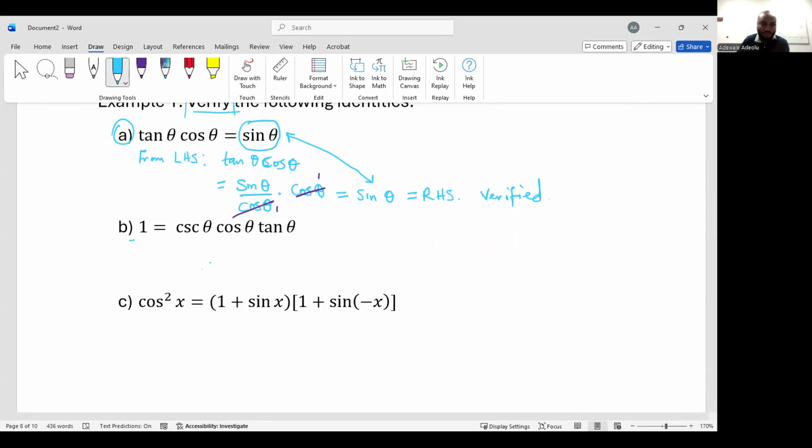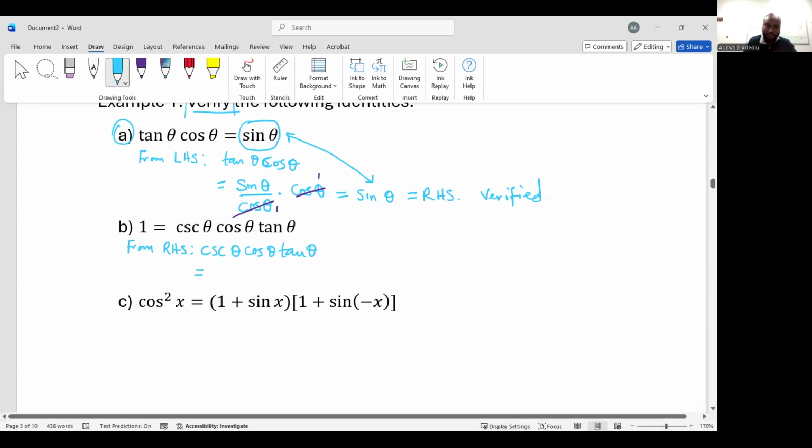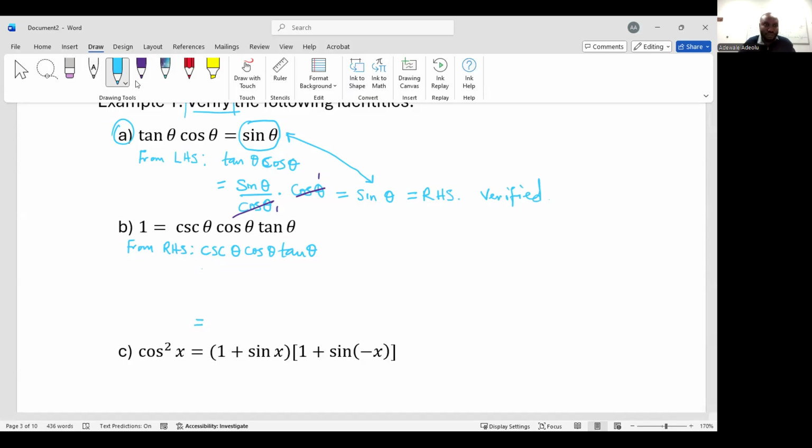So I will say from right-hand side, which is cosecant of theta multiplied by cosine of theta multiplied by tangent of theta. Let us try to simplify this. I do know that cosecant can be expressed as reciprocal of sine. So I'll say this is sine of theta multiplied by cosine.